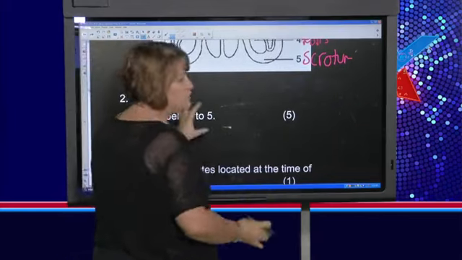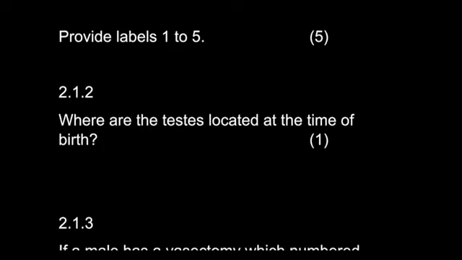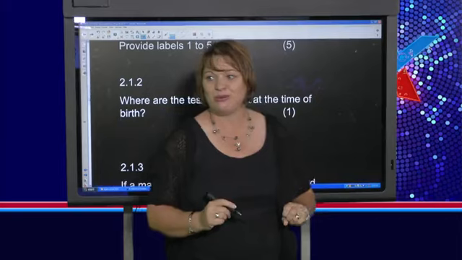Right, here we go. First question. Provide labels for 1 to 5. How easy is that? Five easy marks. This section is nice and easy. Question number 2: where are the testes located at the time of birth? Do you know this one?